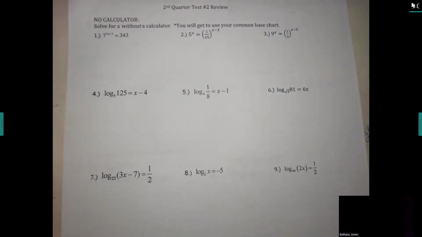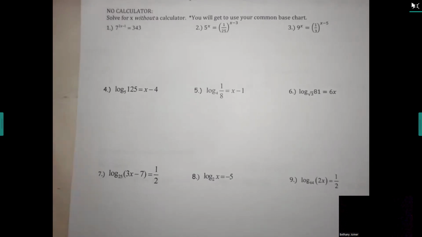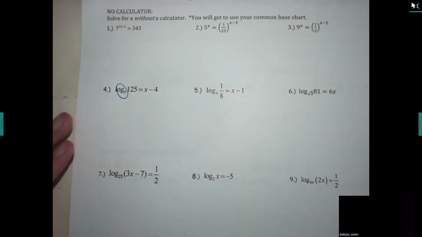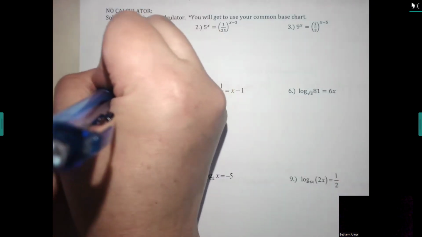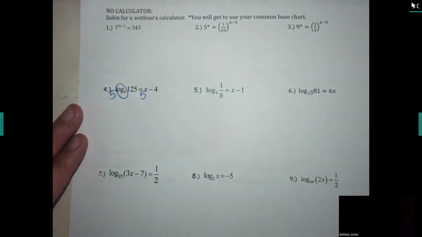Yes. All right, so from the first page, you are solving mostly by common base. I'm going to just pick a couple of these to do. Let's start, please, with number 4. Okay, number 4, I have a log little 5. How do I undo a log little 5? Big 5. So your big 5 on your log little 5 is going to cross out.